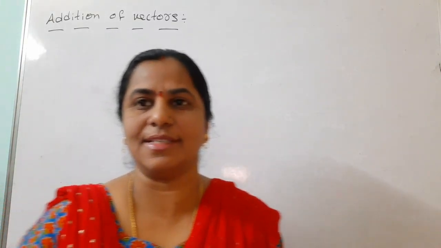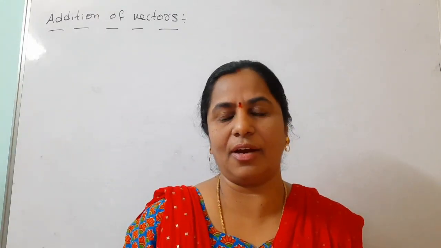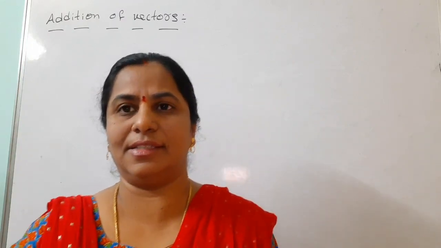Today we are going to discuss how to add vectors. You know that for scalars we can follow normal algebraic methods, like 5 plus 3 equals 8. If two vectors are there, how do we add them? There are different methods. Our first method is the triangle law of addition of vectors.